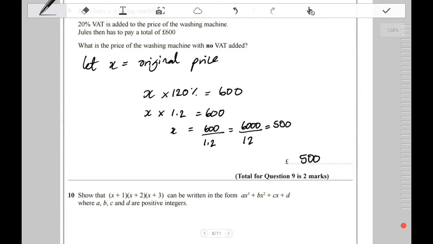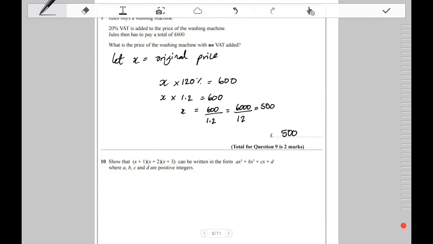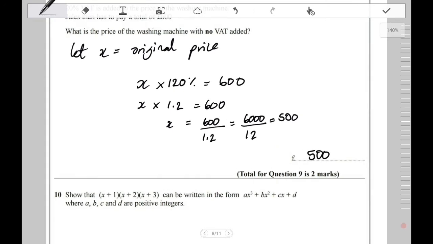Okay. If that wasn't clear what I did, I basically did 60 divided by 12 again, which gives me 5, and then I add the 2 zeros onto the end. Whichever way is comfortable, you could do long division, but remember this is a non-calculator paper, so you will be expected to know how to do it without using a calculator.